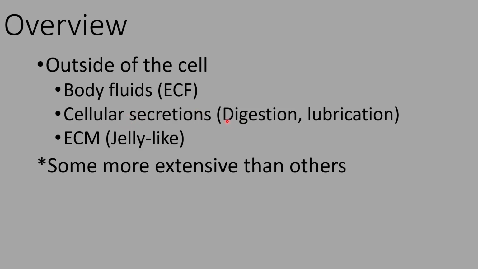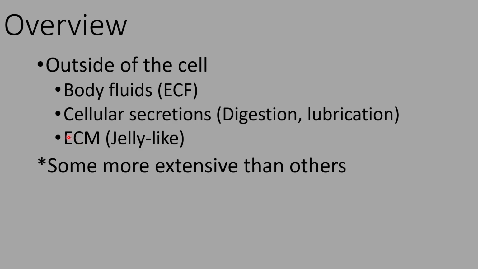In the stomach and in the intestines and in some of our glands along the digestive tract, we have cells that secrete digestive fluids and enzymes that help break down our food. In places like our respiratory tract or the upper part of our digestive tract, we have cells that secrete lubrication, something like mucus. Those are cellular secretions.